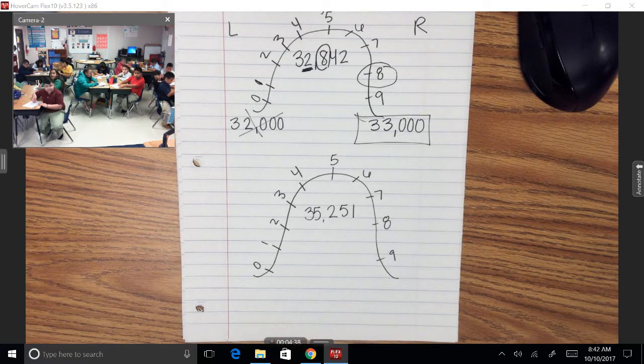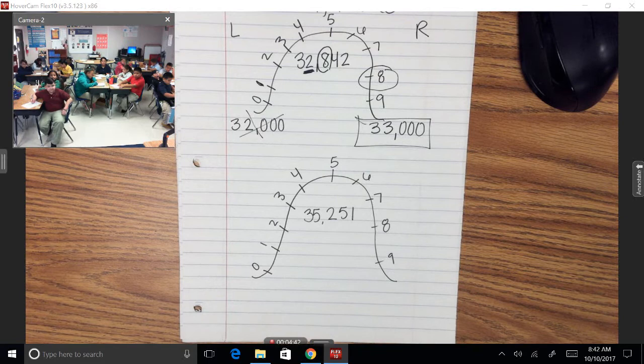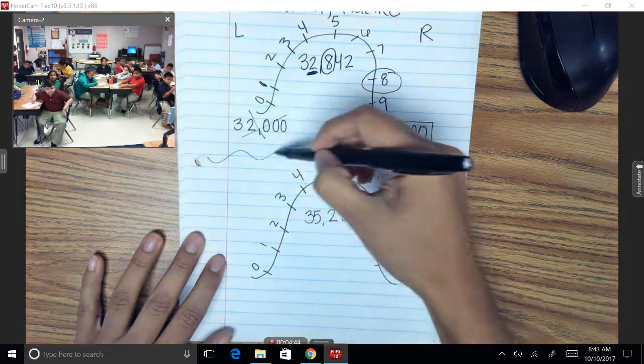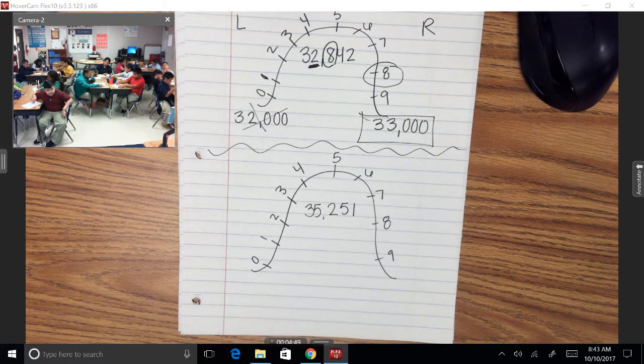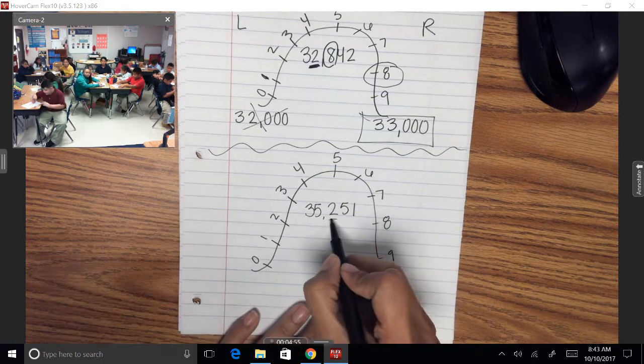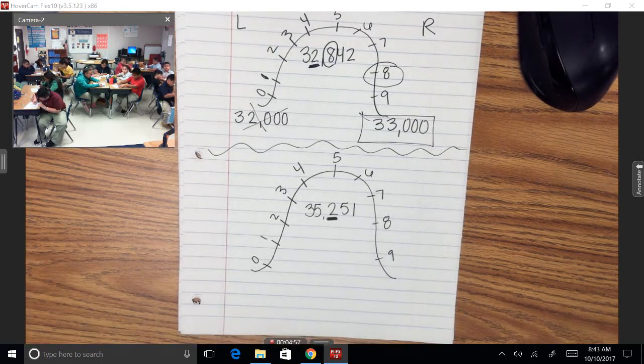All right, this time let's say that we're rounding to the nearest hundreds. So remember I said whatever you're rounding to, you underline that digit. So what digit am I underlining this time? Mari. Very good. She says the 2 because the 2 is in the hundreds place.